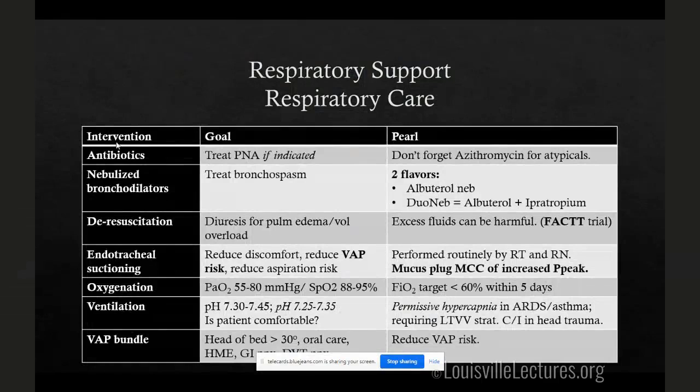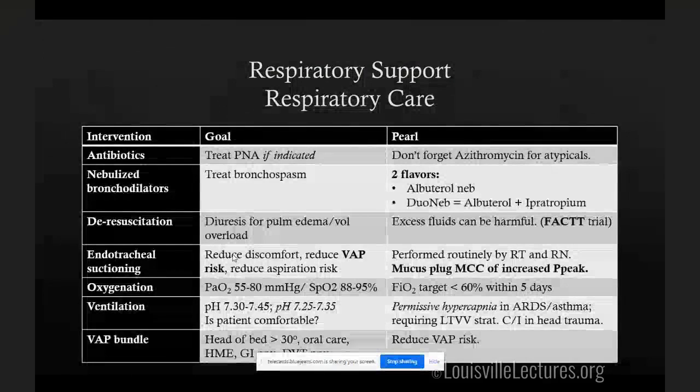If you're concerned about bronchospasm, so a very severe asthma or COPD exacerbation, give nebulized bronchodilators. And you can do this routinely on the ventilator too, because having an irritating tube can induce bronchospasm. So you can give albuterol or albuterol and ipratropium. If the patient received tons of fluid for sepsis and later developed volume overload and pulmonary edema, you can start the deresuscitation process with diuretics. We talked about VAP management with endotracheal suctioning. And another pearl to know is that mucus plugging is the most common cause of elevated peak pressure alarms because you've increased the resistance by narrowing the tube effectively.